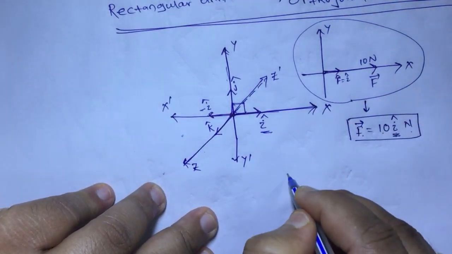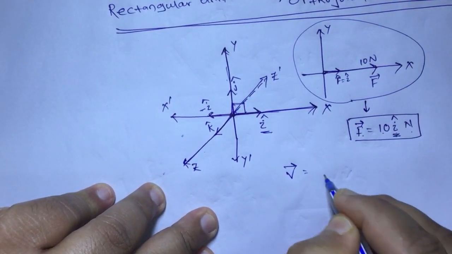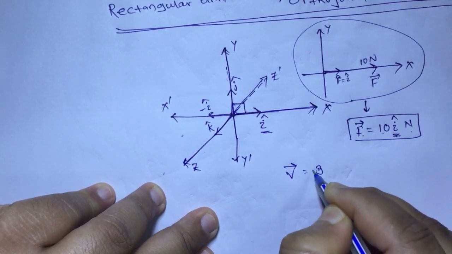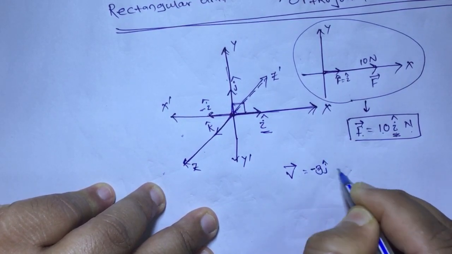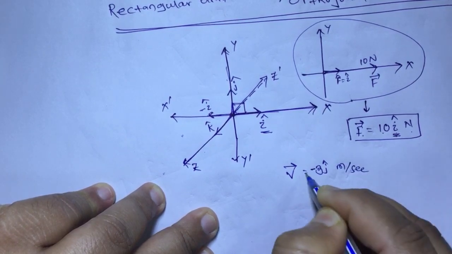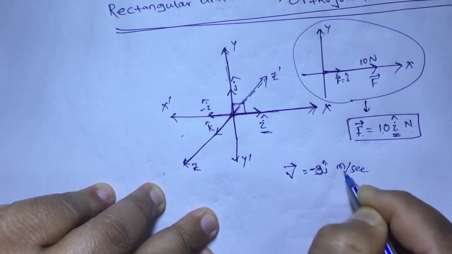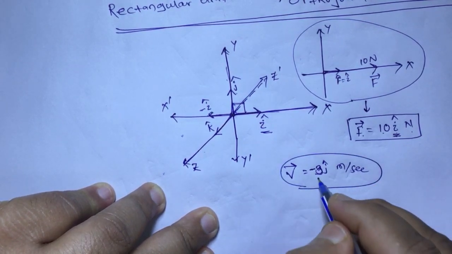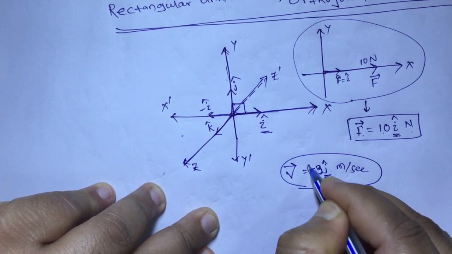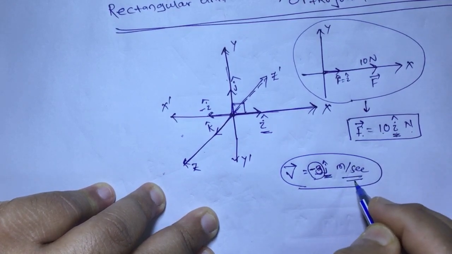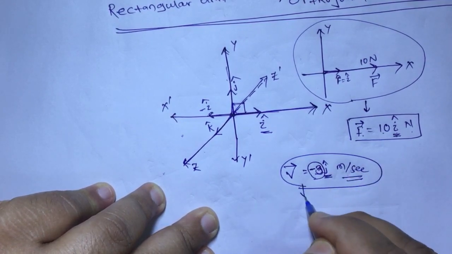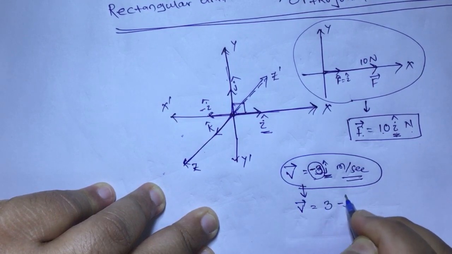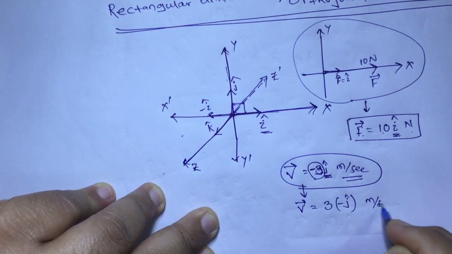Similarly, if someone is writing V vector equal to, let's say, minus 3 j cap meter per second. What is that? Minus 3 j cap meter per second. Then what does this mean? It means along the y axis, minus 3 meter per second, or you can write the same thing as V vector equal to 3 times minus j cap meter per second.